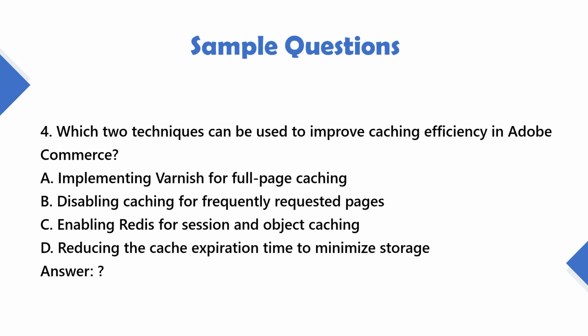4. Which two techniques can be used to improve caching efficiency in Adobe Commerce? A. Implementing Varnish for full-page caching. B. Disabling caching for frequently requested pages. C. Enabling Redis for session and object caching. D. Reducing the cache expiration time to minimize storage.